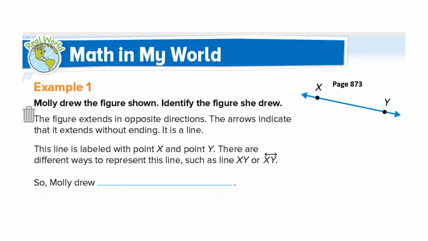So would you turn to page 873 and find example 1. Molly drew the figure shown. Identify the figure she drew. The figure extends in opposite directions. The arrows indicate that it extends without ending, so it is called a line. This line is labeled with points X and Y, and there are two different ways that you can represent this. You can write the word line and then put capital X and Y next to it, or you can put XY and draw a line above it, just like that.